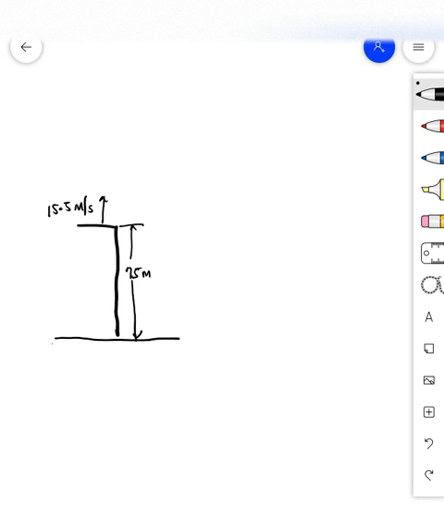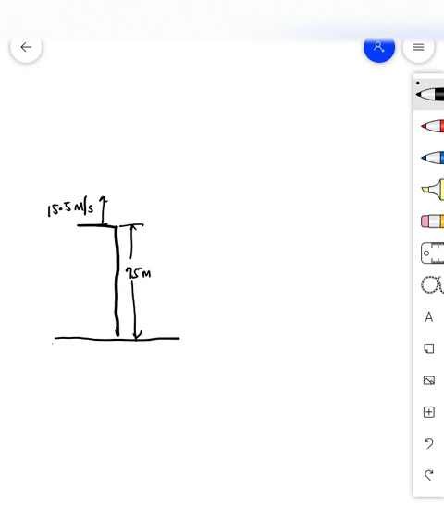The question is, a stone is thrown vertically upward with a speed of 15.5 meters per second from the edge of a cliff 75 meters high. I've represented the cliff like this, and the stone is thrown from this point, 15.5 meters per second upward. The question is, how much later does it reach the bottom of the cliff?